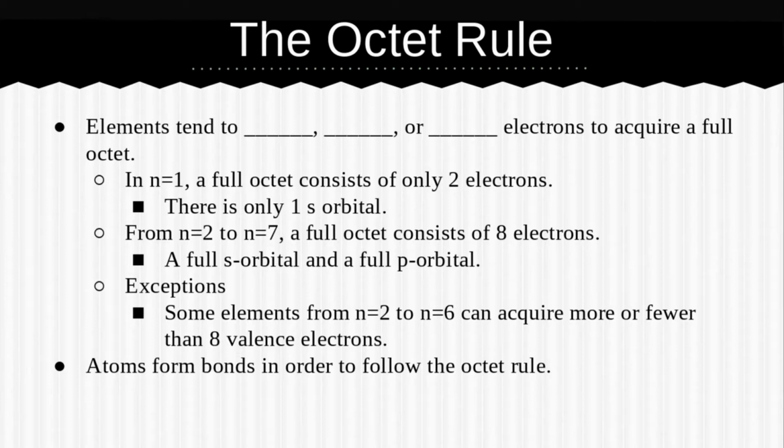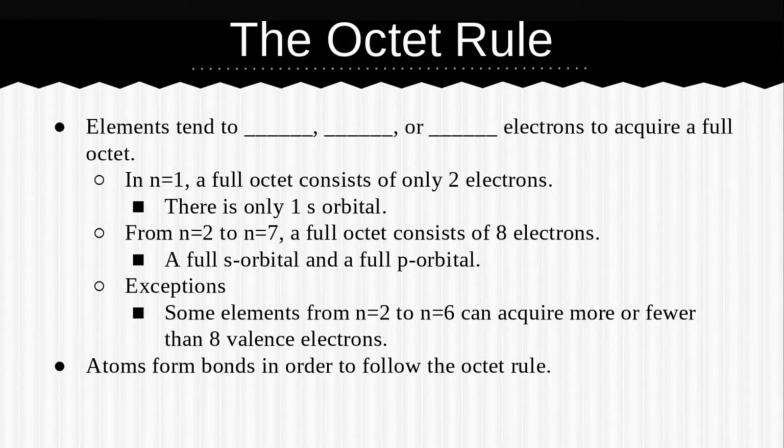From energy level 2 through 7, a full octet would mean 8 valence electrons, so that would be a full s orbital and a full p orbital. Remember, there can be 2 electrons in an s orbital and 6 in a p orbital, so 2 plus 6 gives us 8. However, within that range of energy levels, some of the elements can get more or less than 8 valence electrons, and we'll talk about these exceptions later, but there's a few reasons why they can do that. And like I said, we'll get into that more in later lessons during this unit.